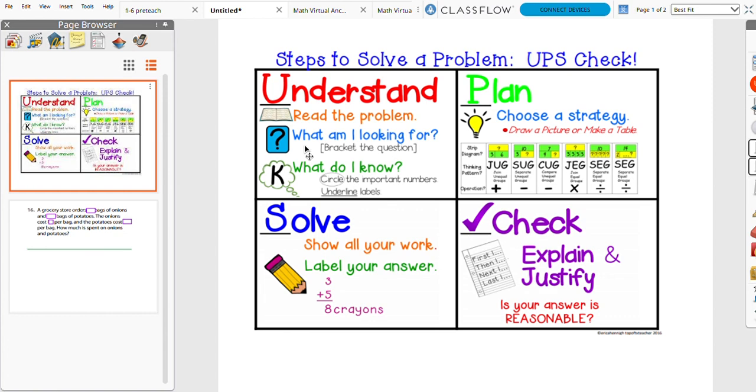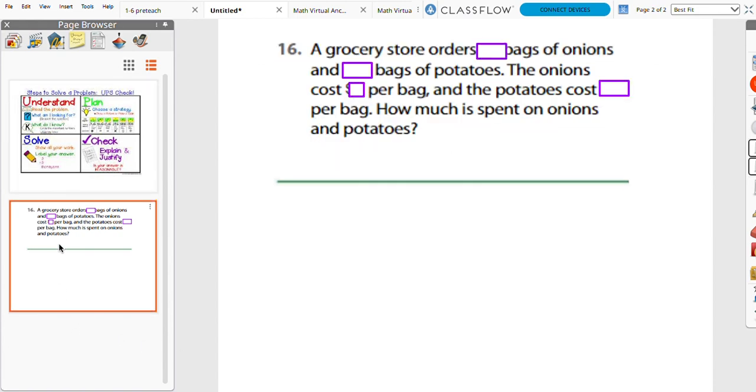The third step, not the second step, the third step is solve. You're going to show your work and label your answers. If this was a problem that said you had 3 crayons and 5 more, you'd have 8 total crayons. So you would put that label of 8 crayons. And the last step would be to check, making sure that your answer is reasonable. There's a couple things that we need to practice to do that check step, like making ballpark estimates. So let's look at our word problem.